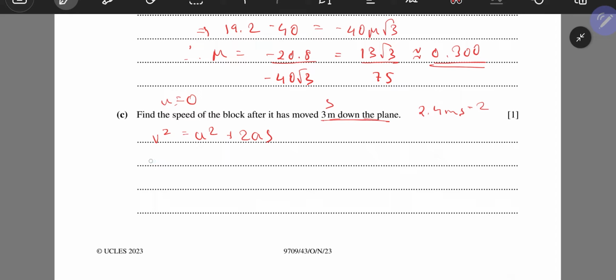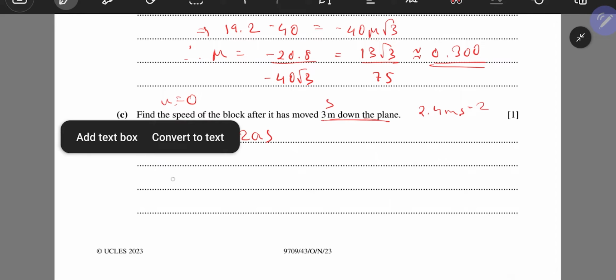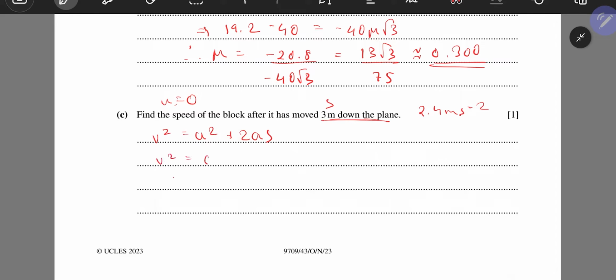So the speed after it has moved 3 meters down the plane. So v squared equals 0 plus 2 times 2.4 times 3. Therefore, v equals root over, I'll simplify, 2 times 2.4 times 3 is 14.4. Therefore, v is equal to root over 14.4. So it's 3.79 meters per second.